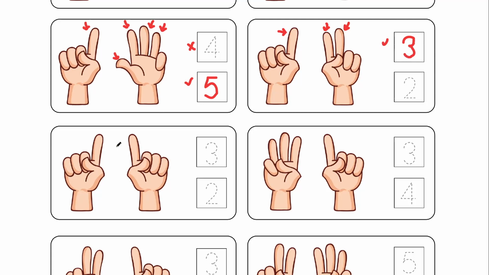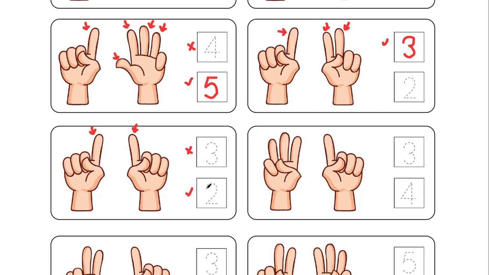Now let's see what we have in the third row. Again, here some fingers are opened by these 2 hands. So let's start counting. This is finger number 1 and this is finger number 2, right? So that means that 2 fingers are opened by these 2 hands. So 3 is not the correct answer and 2 is the correct answer.